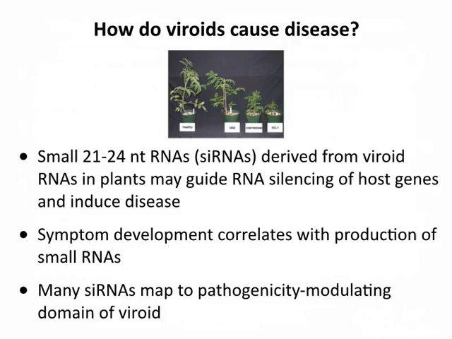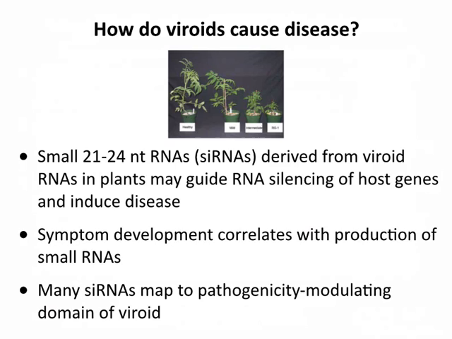This is inadvertent, of course. The goal of the plant is to chop up the viroid, but it's a foreign RNA. But some of those small RNAs, the 21 nucleotide silencing RNAs, silence host genes. And this is how we think that disease is produced. So the diseases correlate with the production of these small RNAs, which cause the silencing of the host cell genes. Now remember, they're silencing host cell mRNAs. That's what's causing the disease. These typically map to the regions of the viroid that we call pathogenesis regions. So it seems to be RNA silencing, although there's still a lot of work to be done to prove that this is a general phenomenon.